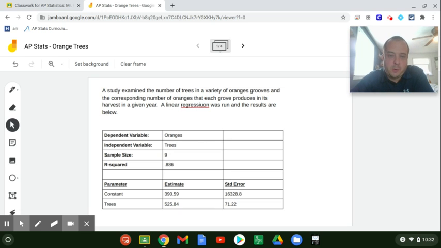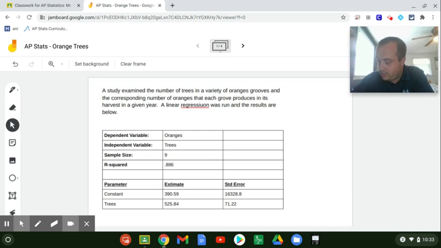Just wanted to make sure we went over this orange trees problem before your quiz tomorrow, which is Friday the 13th. So we have a little prompt right here. Study examine the number of trees in a variety of orange groves and the corresponding number of oranges that each grove produces in its harvest in a given year. Okay, linear regression was run and the results are below.